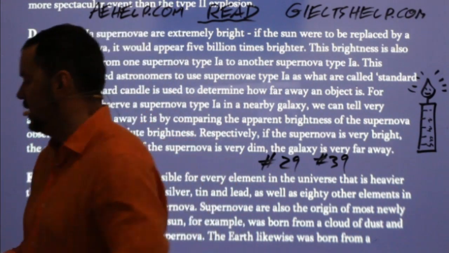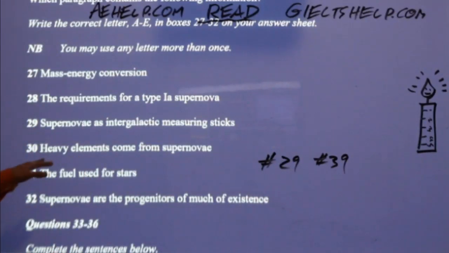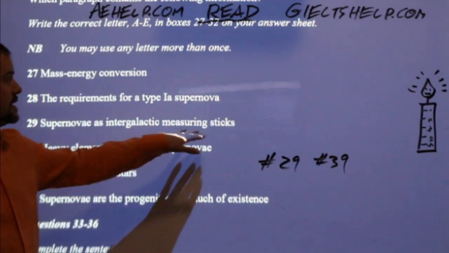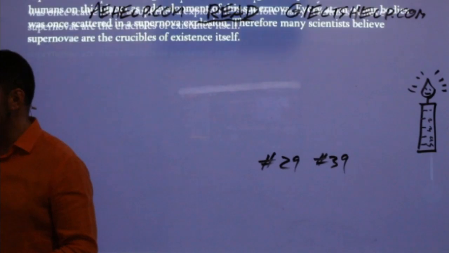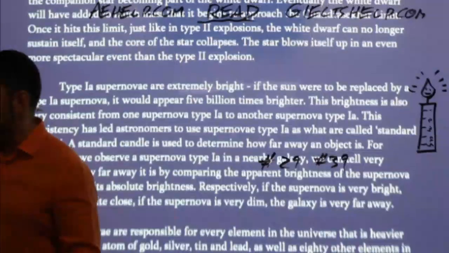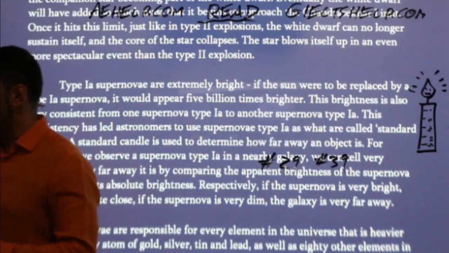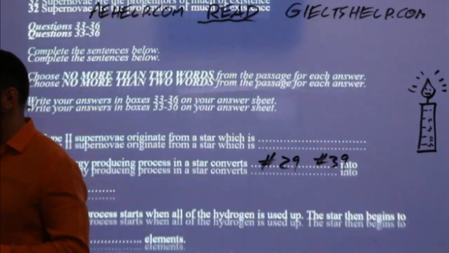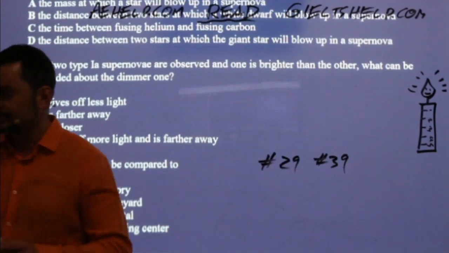So I'm going to quickly flip some pages, and bada bing, bada boom, bada bang. Supernovae as intergalactic measuring sticks. Which paragraph is that coming from? In my answer sheet, I'm going to go ahead and put D in there, and then I'm going to go back, flip some more pages, and bada bing, bada bing, bada bing, bada bang.